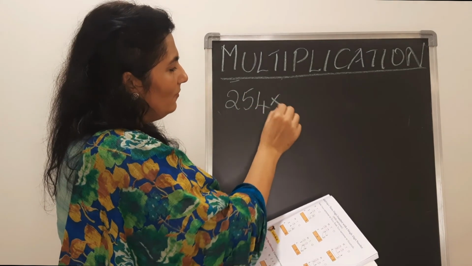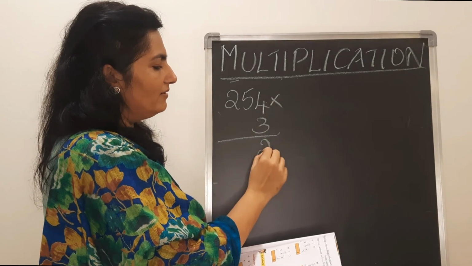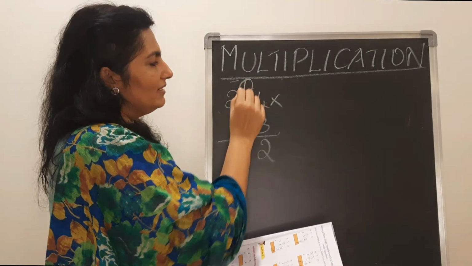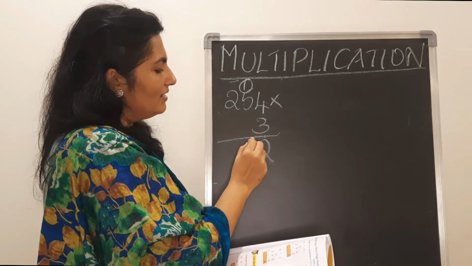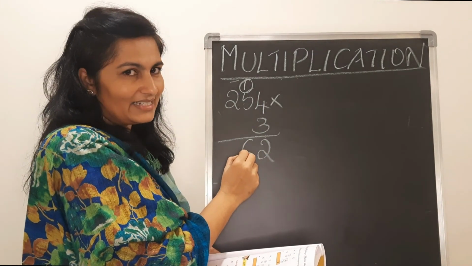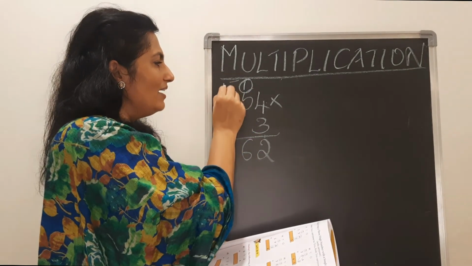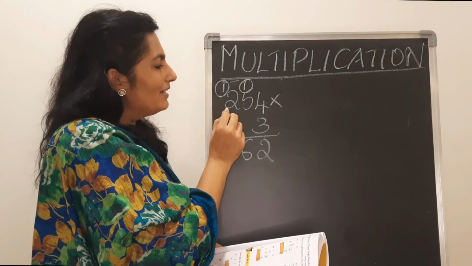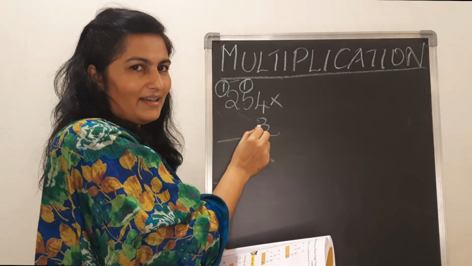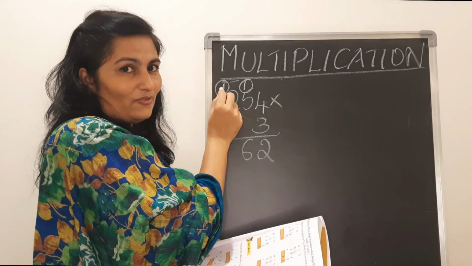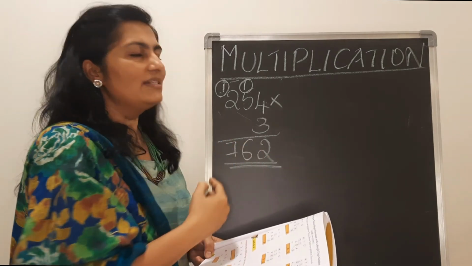254 into 3. First we will multiply this. 4 3s are 12. 2-digit number, we carry forward and put it here. 5 3s are 15. You add the 1 to the 15, so 16. We can't write the digit here. Again we are going to carry over. So we write the 6 and then we carry the 1 here again. Now we continue the multiplication. 2 3s are 6. 6 plus 1, don't forget this number that is sitting here. 6 plus 1 is 7. So you get the answer 762.